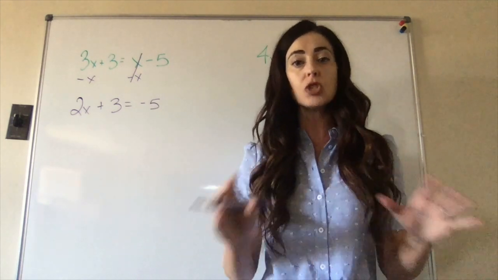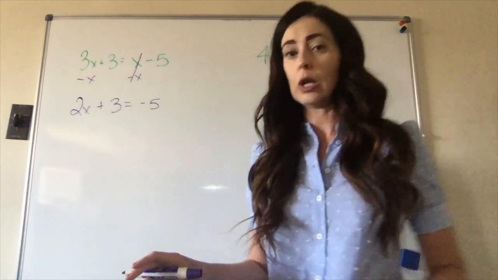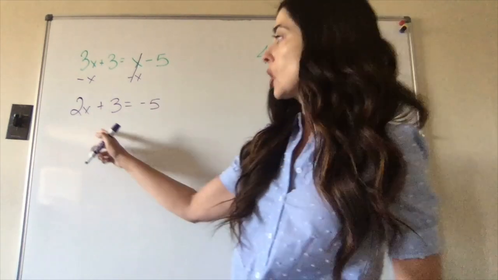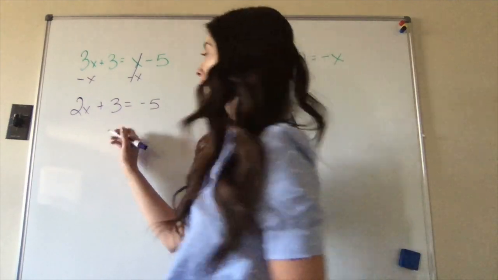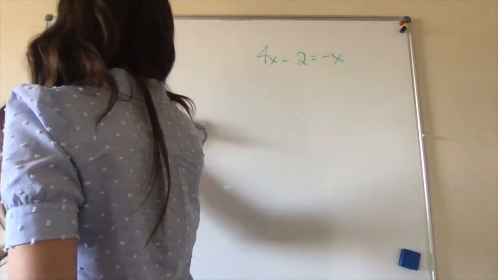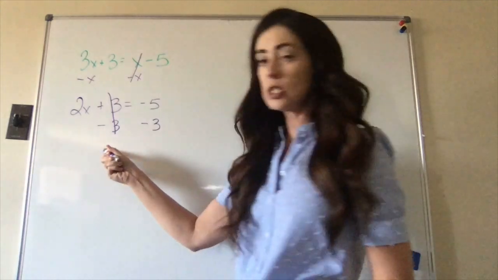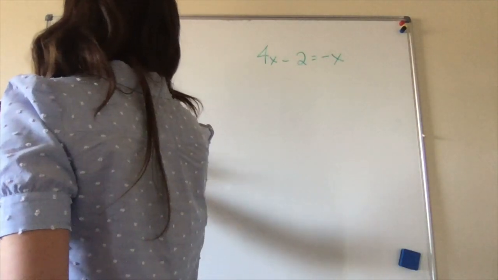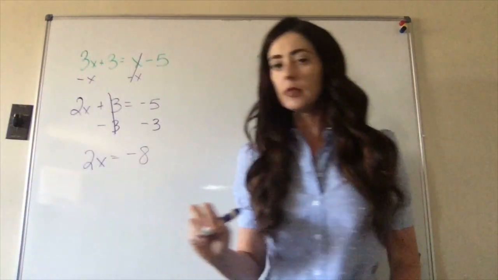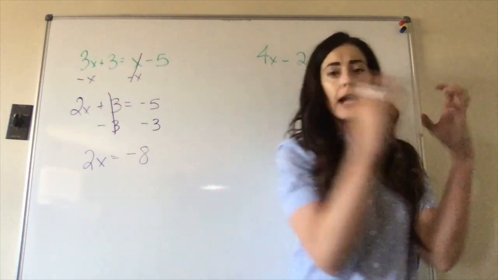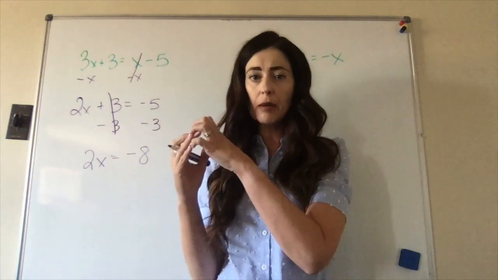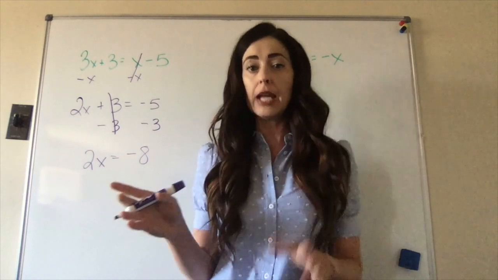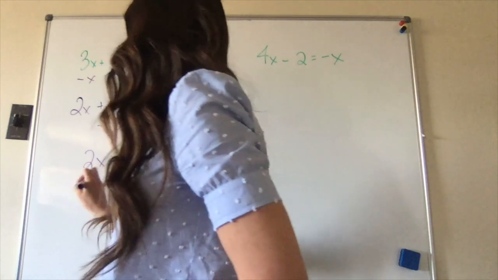Before we do the division that we need to do to get rid of that 2 that's attached, that's a coefficient of x that's attached to the x. So this is a positive 3, so I'm going to subtract 3 on each side. The 3's over here cancel out. And I'm left with 2x equals negative 8. All right, now that all the x's are on one side and all the numbers are on the other side, now I can divide. So I'm going to divide each side by 2.